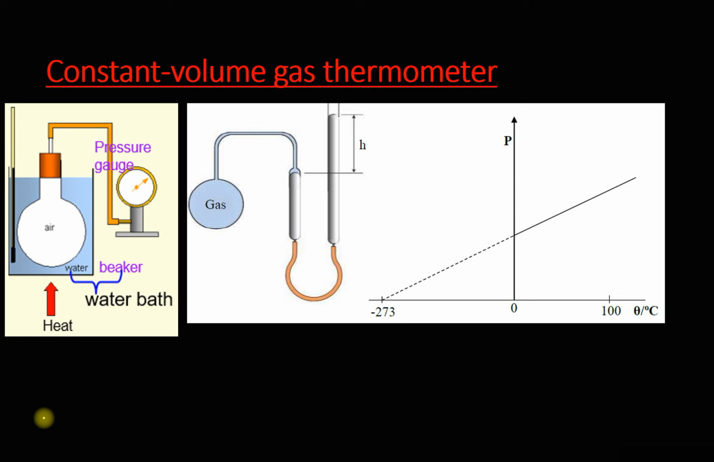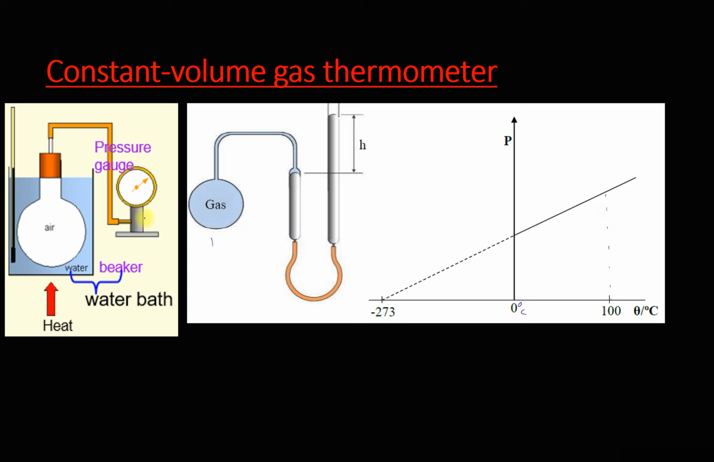So for a constant volume gas thermometer, the thermometric property can be the pressure of the gas, where we can measure the pressure of the gas at steam point. We just put the gas at steam point, that is, we find the pressure of the gas at steam point, which is 100 degrees Celsius. And we measure the pressure of the gas at 0 degrees Celsius. And we now plot a graph.